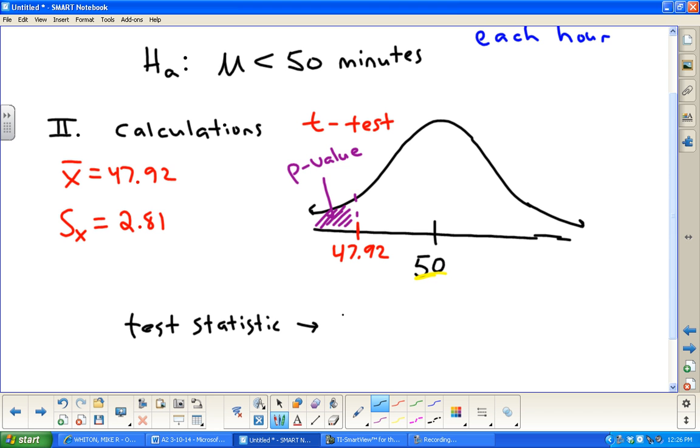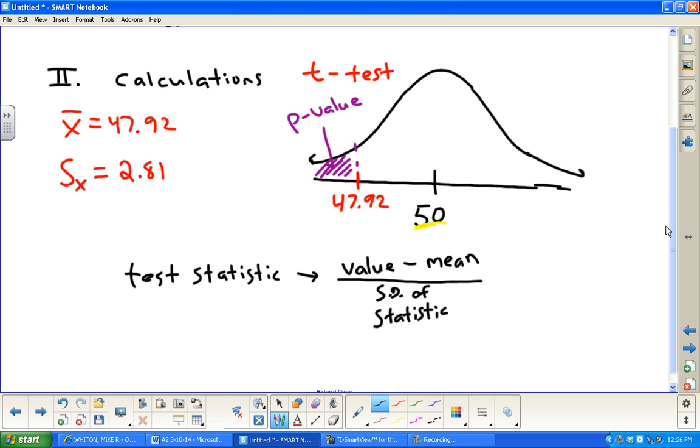Okay, so the formula is always the value from the sample, minus what we claimed the mean was, over the standard deviation of the statistic. Sometimes you'll see this denominator, the standard deviation of the test statistic, called the standard error. Okay, and we know the formula for that. So let's find that. For our problem, our sample value was 47.92.